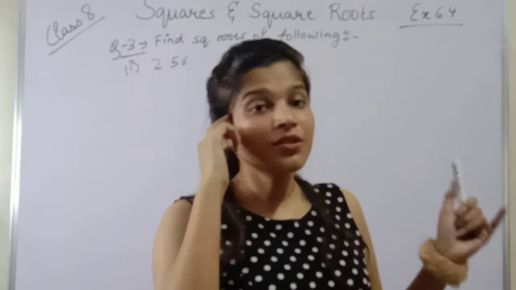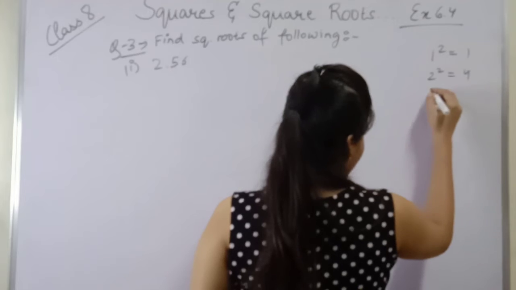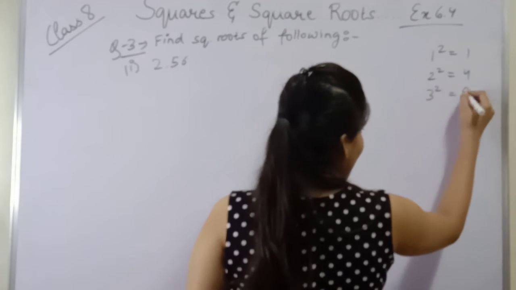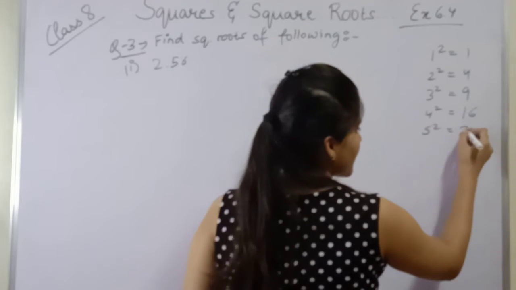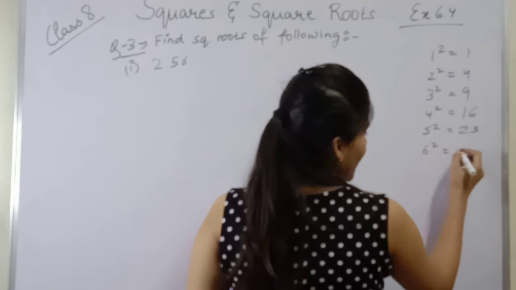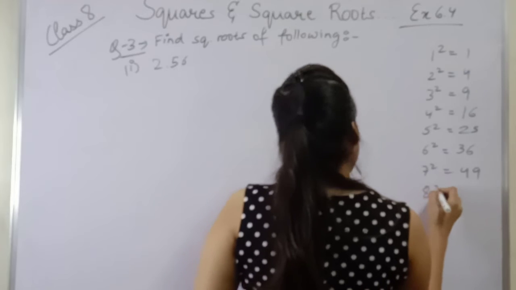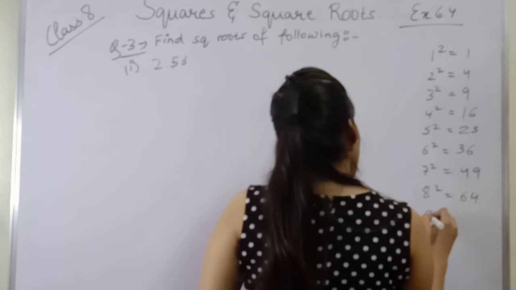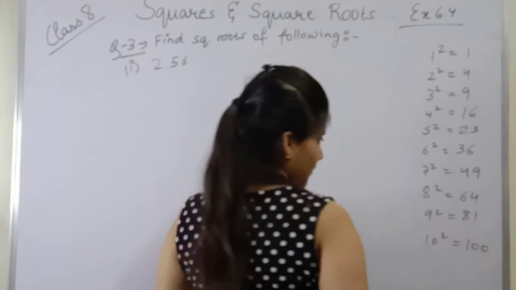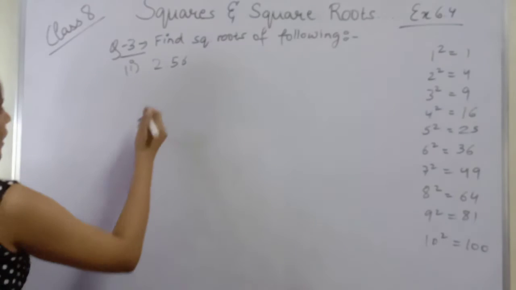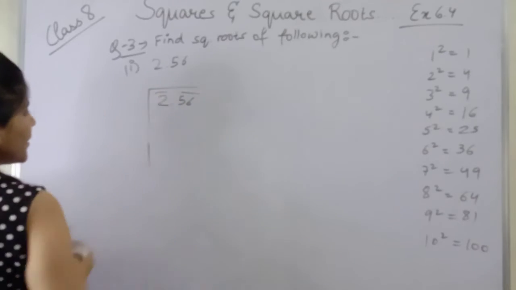So let's write the squares of 1 to 10. 1 square is 1, 2 square is 4, 3 square is 3 3s are 9, 4 square is 4 4s are 16, 5 square is 5 5s are 25, 6 square is 6 into 6 36, 7 square is 7 into 7 49, 8 square is 8 into 8 64, 9 square is 9 into 9 81 and 10 square is 10 into 10 100. So now first step is start making pairs. 56 is one pair and 2 is single pair.